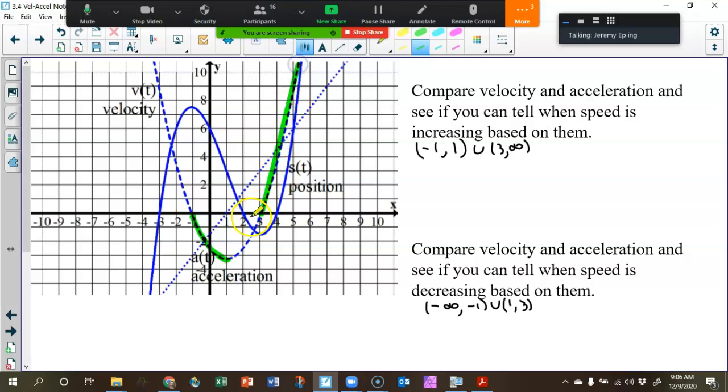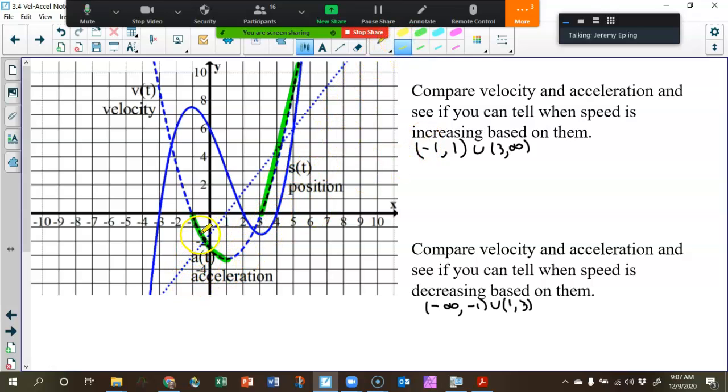Now, the first thing to notice is by itself, velocity is not enough information to tell me about speed, because I've got some of that velocity that's negative and some of that velocity that's positive. I've got some velocity that's decreasing. I've got some velocity that's increasing. By itself, velocity will not tell me speed.